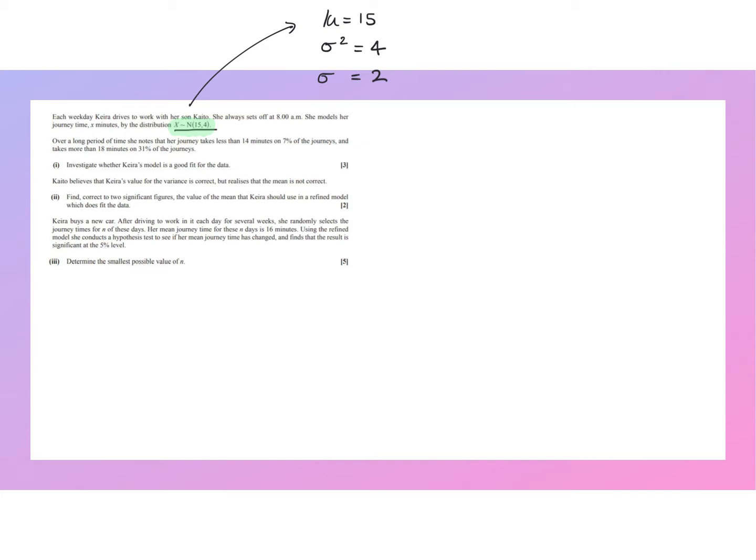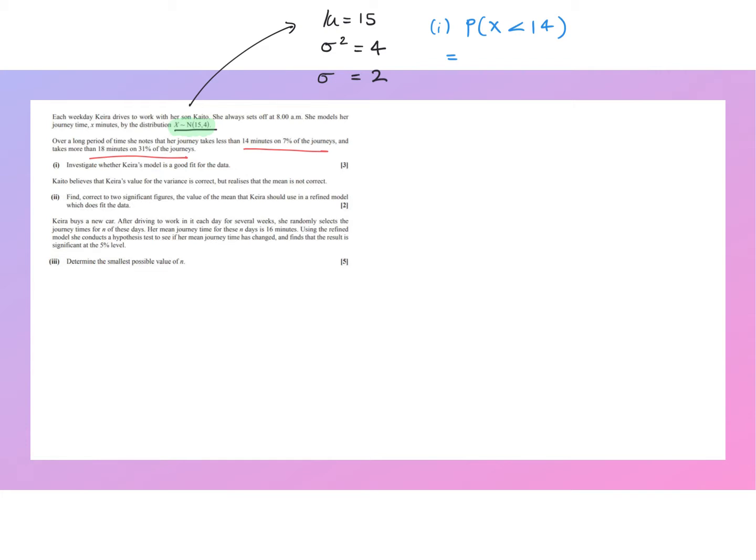Remember that percentage, probability, proportion essentially mean the same thing. So we can convert these statements into probability statements and work out whether the probabilities come to the correct values. I'm going to work out the probability of a journey taking less than 14 minutes, and the probability of a journey taking more than 18 minutes as well. We can do this on the calculator.